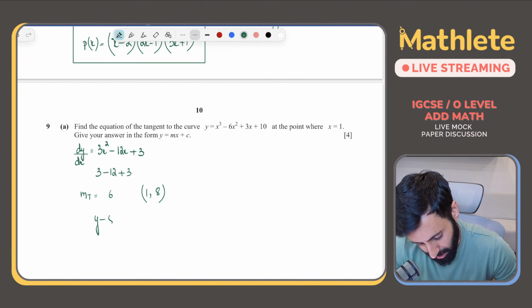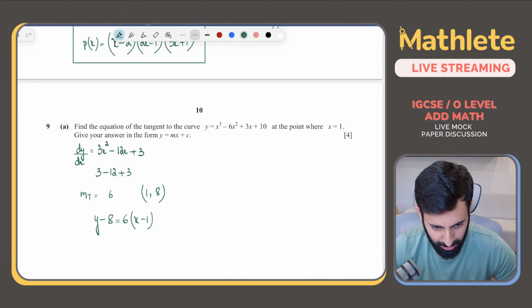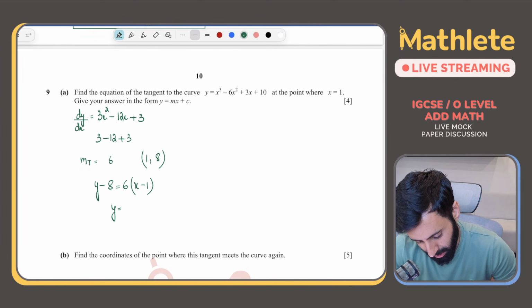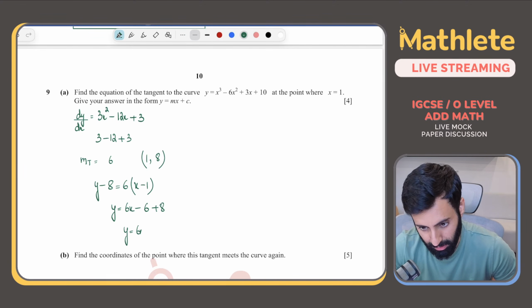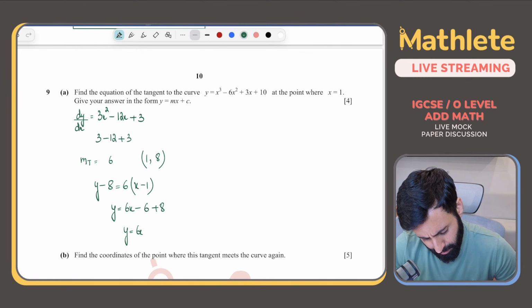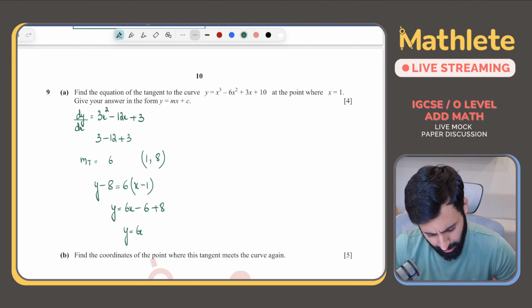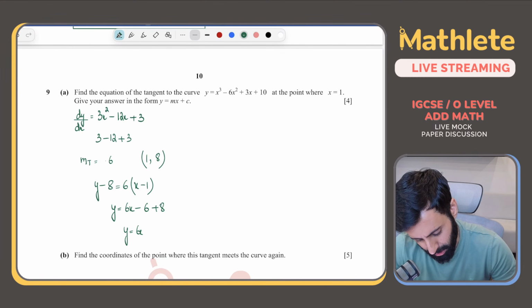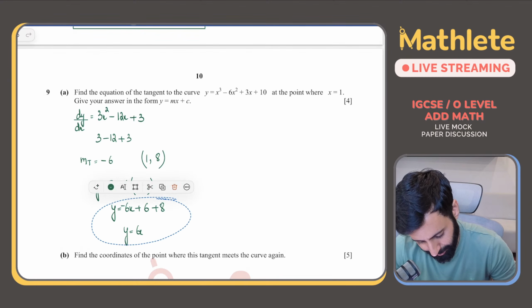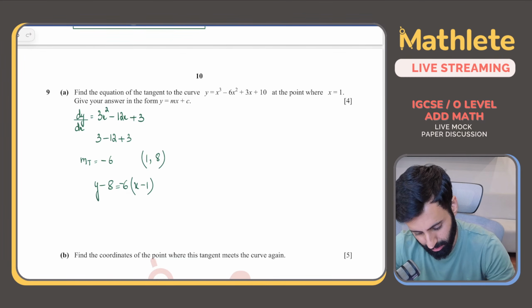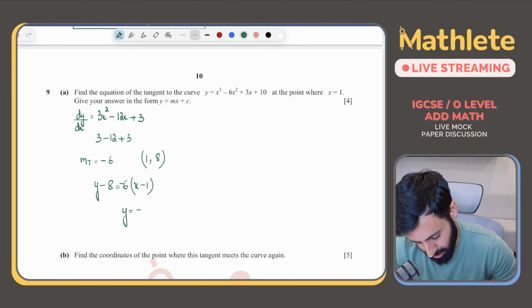So y minus 8 equals minus 6, x minus 1. Now you can normally leave it in this form, but here the question has a specific requirement. So we're going to fulfill that. Minus 6x plus 6 plus 8, so y equals minus 6x plus 14. Y equals minus 6x plus 14.